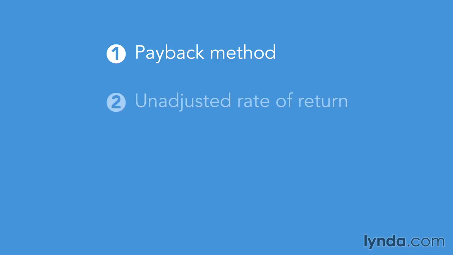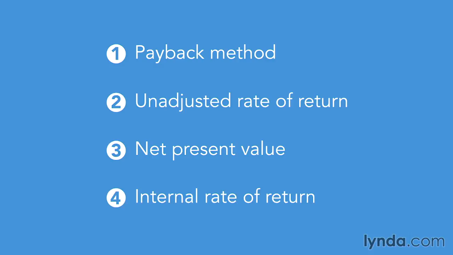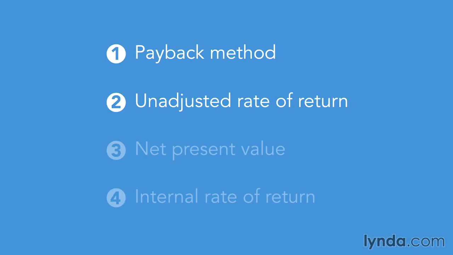The four most commonly used capital budgeting techniques are the payback method, the unadjusted rate of return, the net present value method, and the internal rate of return method. This sequence parallels the pattern of most companies as they grow larger and become more sophisticated in the way they make investment decisions. That is, companies generally first use the payback method or the unadjusted rate of return method because these techniques are relatively simple.